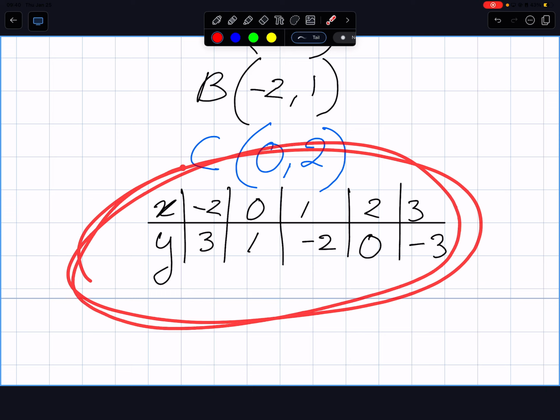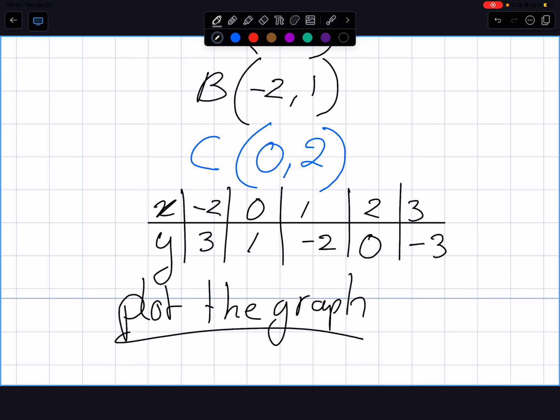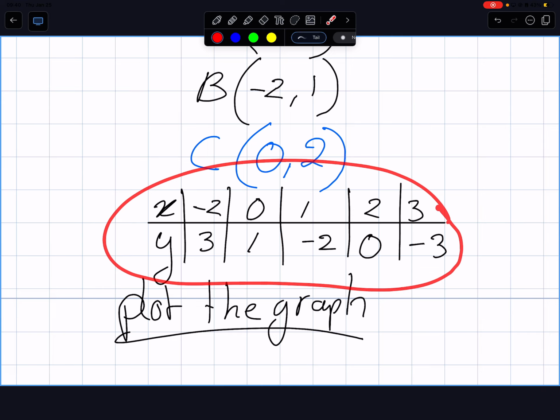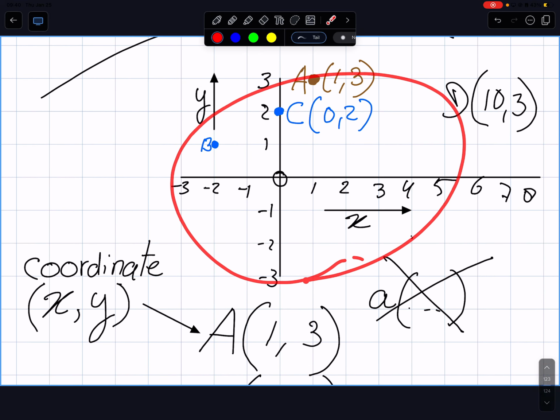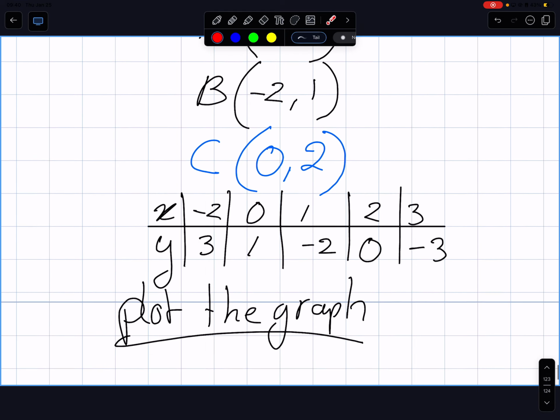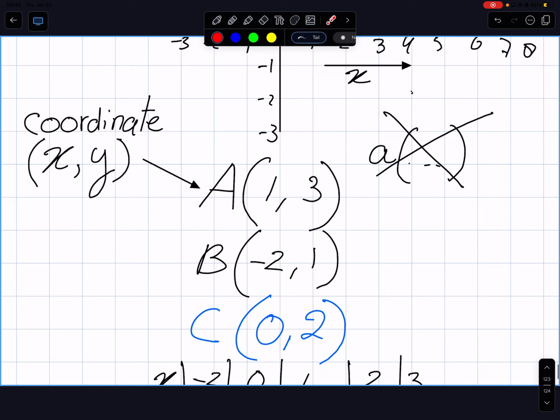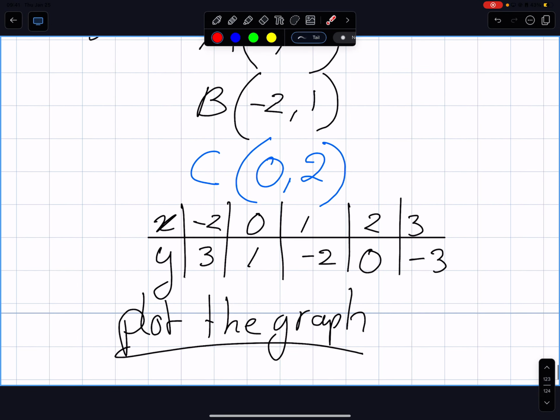So you receive a table, and then they say, plot the graph. Plot. What does this word mean? All these items in the table need to be placed in a graph. But teacher, I don't have a coordinate. Where's the coordinate? Because in a graph, you can only use coordinates. It's simple.